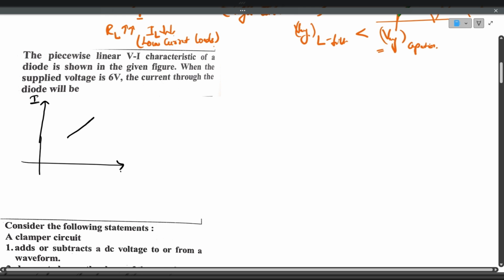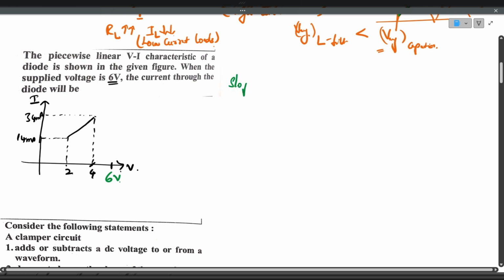This is current I and this is voltage V. Here, the beginning voltage is 2 volts and the upper voltage is 4 volts. For 2 volts, the current is 14 milliamps, and for 4 volts, it is 34 milliamps. This is the graph given in the question. If the supplied voltage increases to 6 volts, what is the current? He is asking. So we'll solve this with basic mathematics.